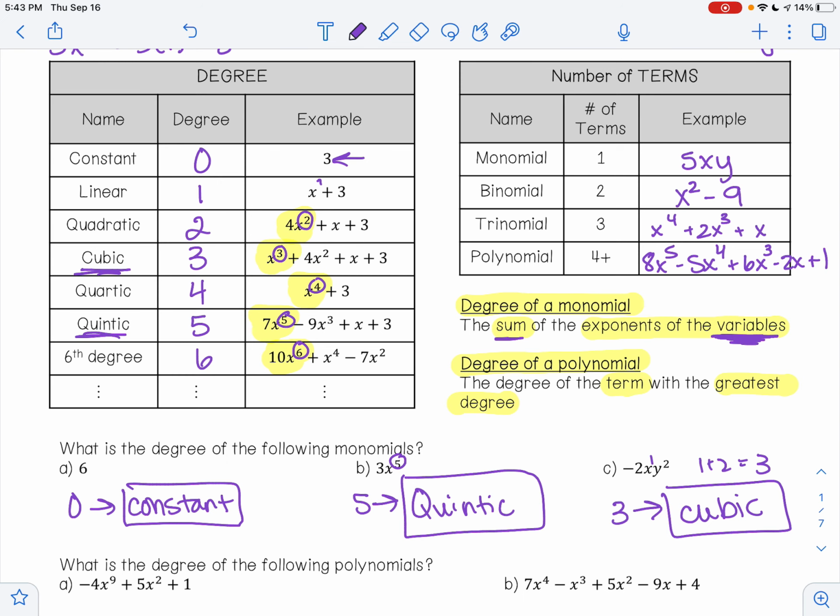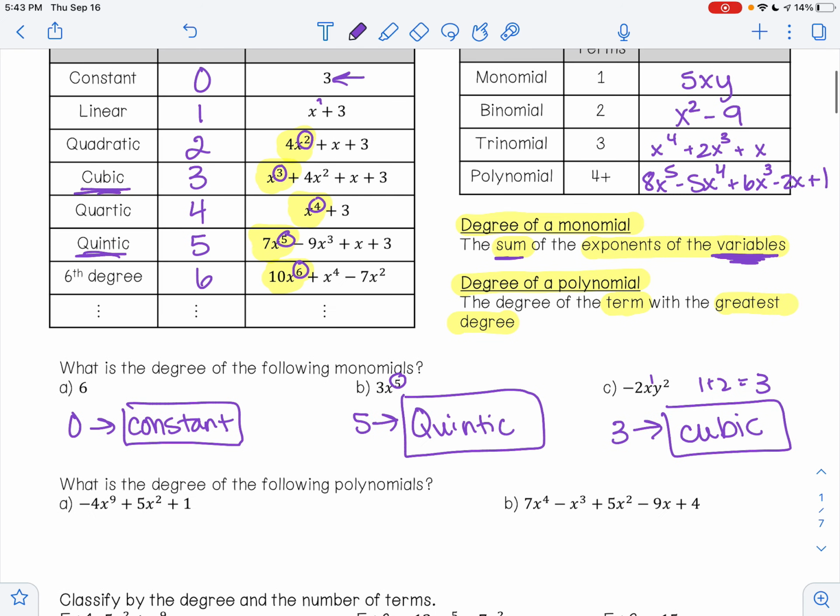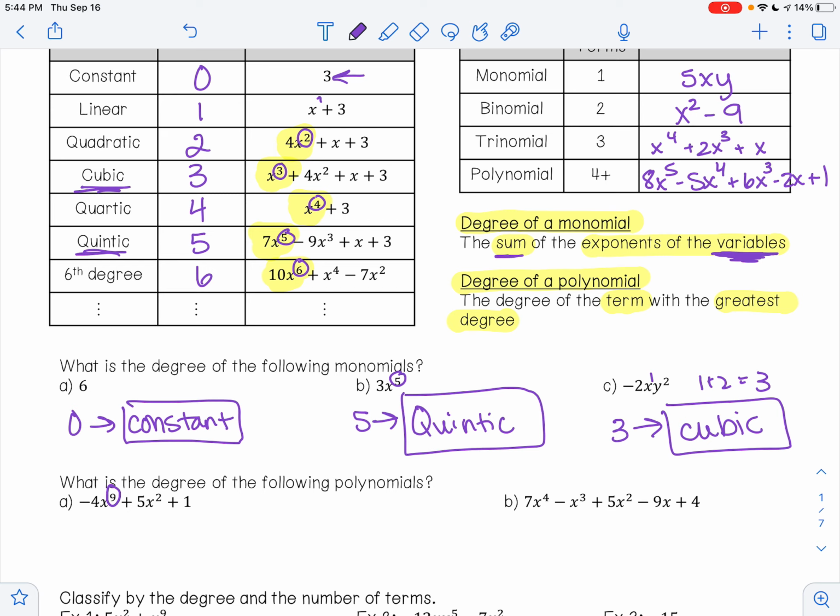What is the degree of the following polynomials? Make sure that they're in standard form when you're finding the degree. So here I have negative 4x to the 9th plus 5x squared plus 1. This is in standard form because my exponents go from highest to lowest. This term has a degree of 9. This term has a degree of 2, and this term has a degree of 1. The highest degree is 9. So this would be a 9th degree.